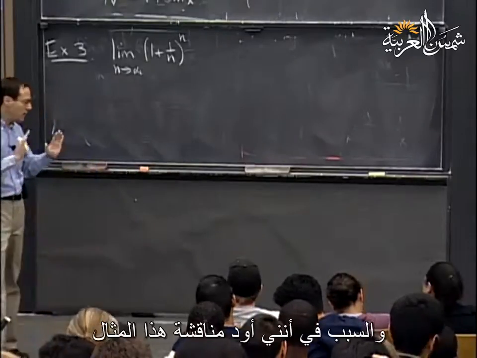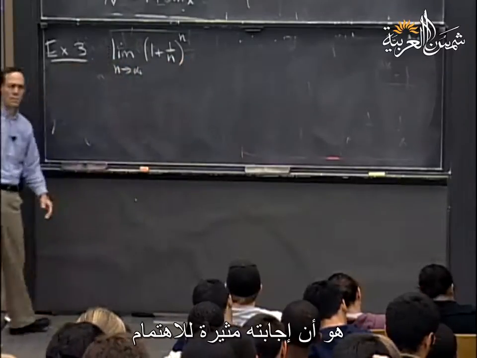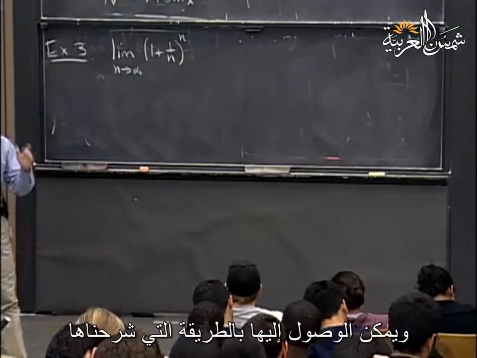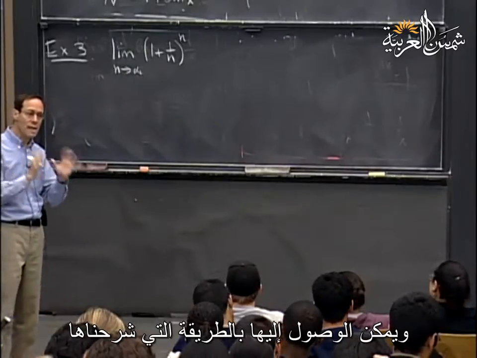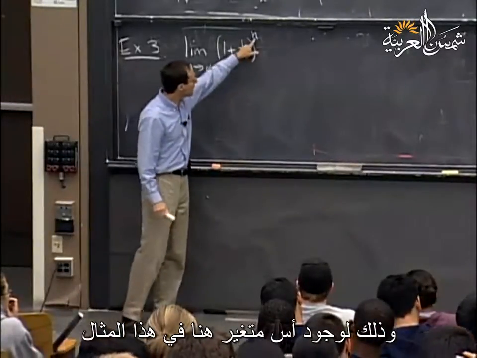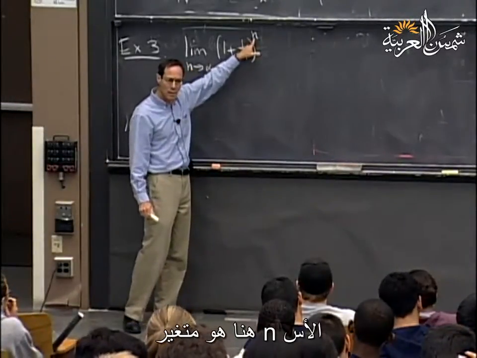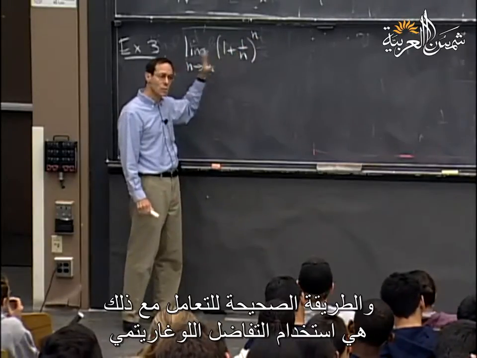So now, the reason why I want to discuss this is it turns out to have a very interesting answer, and it's a problem that you can approach exactly by this method. And the reason is that it has a moving exponent. The exponent n here is changing. And so if you want to keep track of that, a good way to do that is to use logarithms.